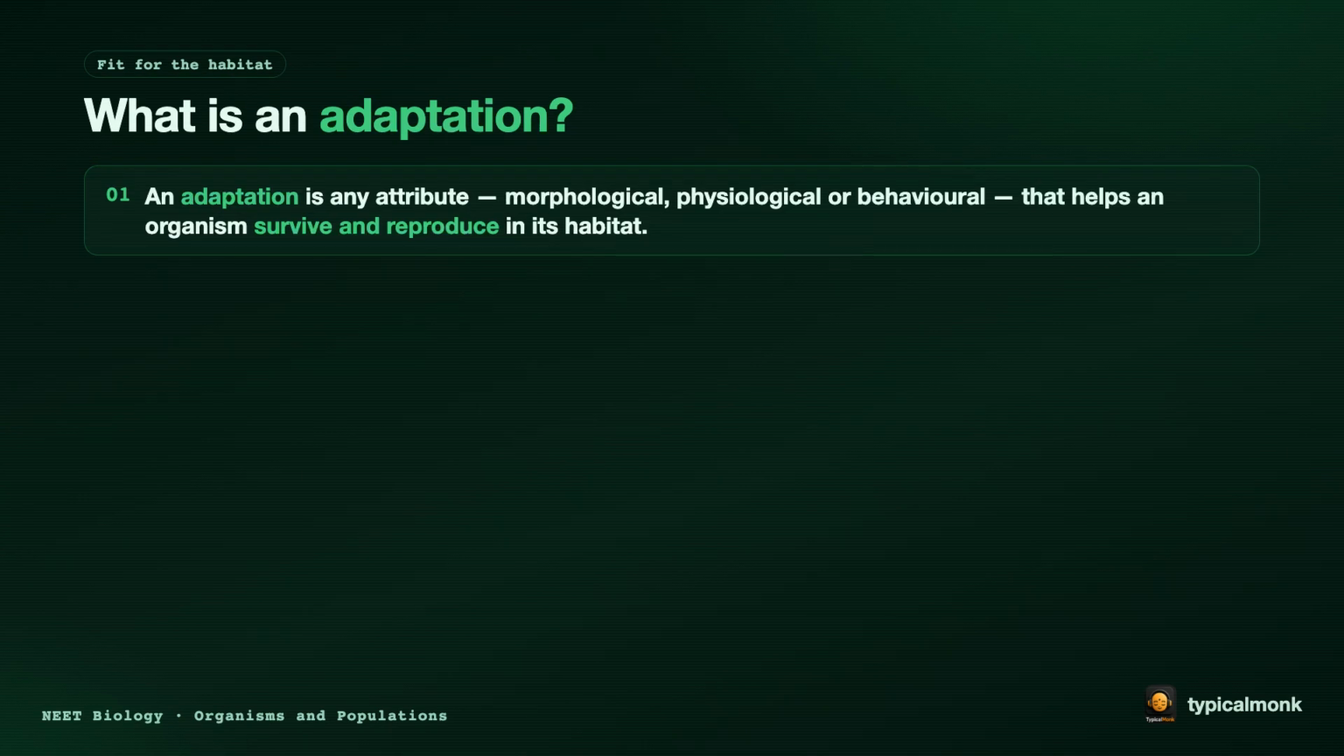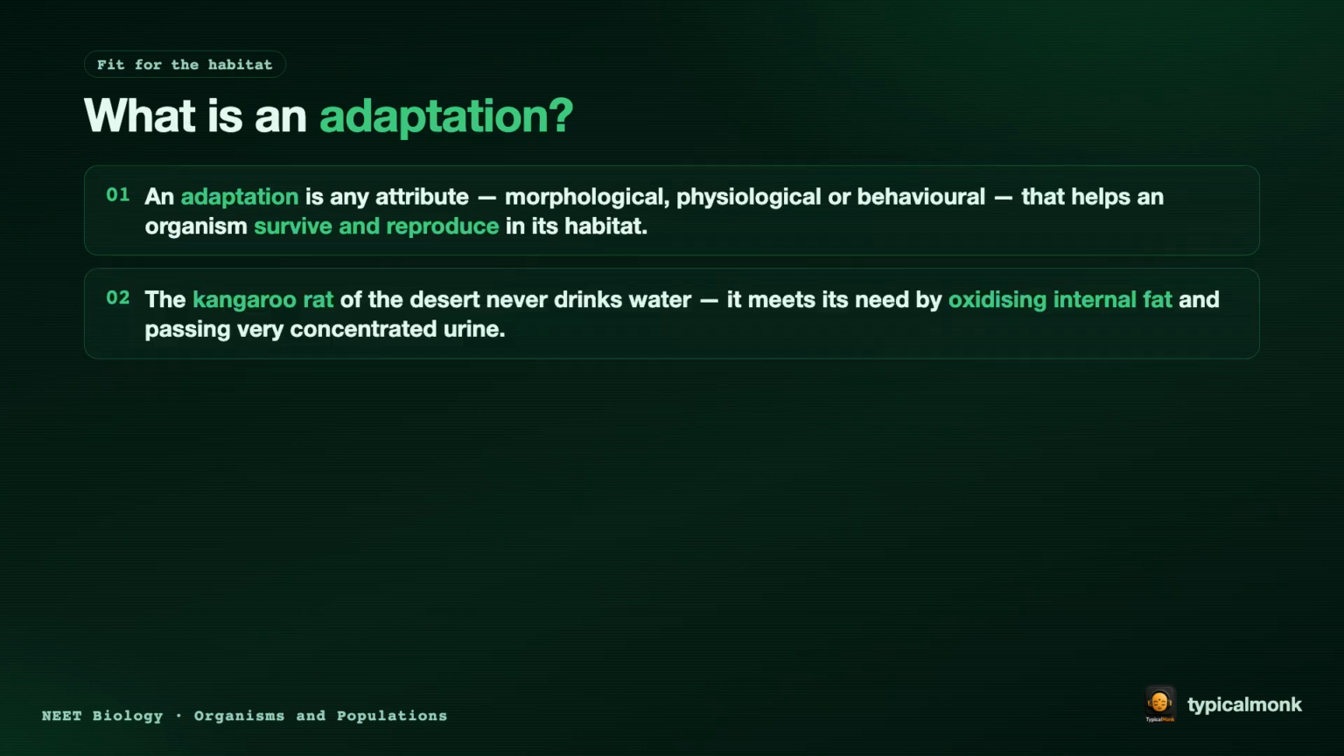First, what exactly is an adaptation? An adaptation is any attribute, or form, or function, or behavior that helps an organism survive and reproduce in its habitat. The desert kangaroo rat never drinks water. It meets its need by oxidizing internal fat, and it passes very concentrated urine.